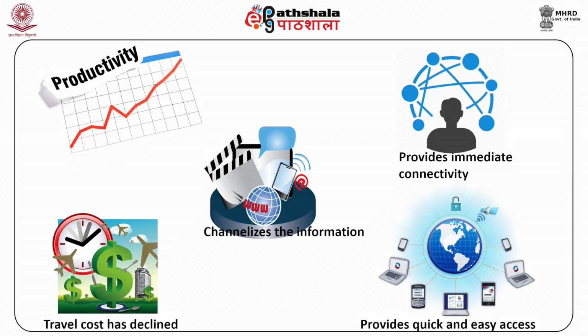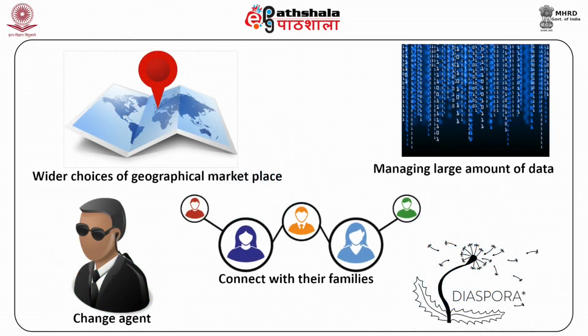Third, the ICT industry channelizes the information and knowledge available in every field. Fourth, with the help of ICT technology, travel cost has declined considerably in business. Meetings can be conducted through video conferencing anytime in any part of the world. ICT is a good and cheap substitute of communication as compared to physical travel. Fifth, ICT provides quick and easy access to otherwise unavailable goods and services at distant places. Sixth, due to the growth of the ICT industry, producers have wider choices of geographical marketplace.